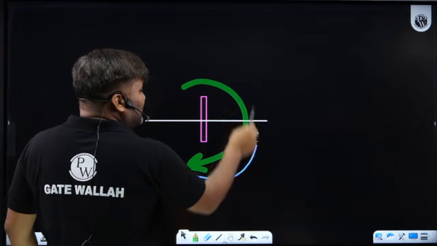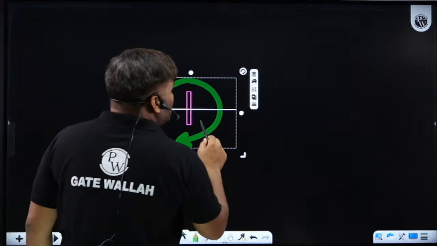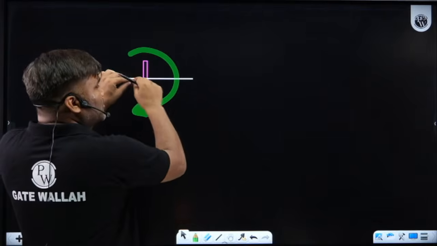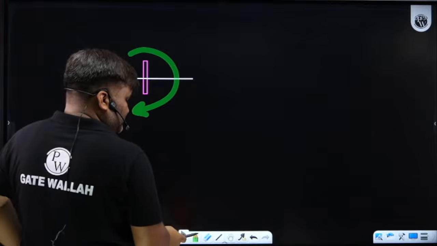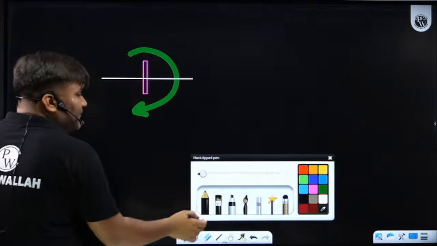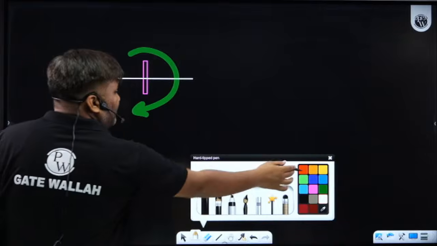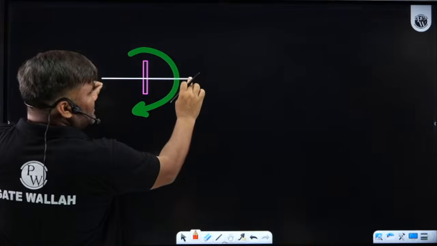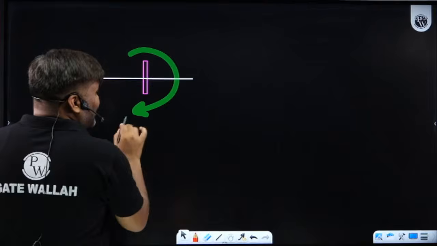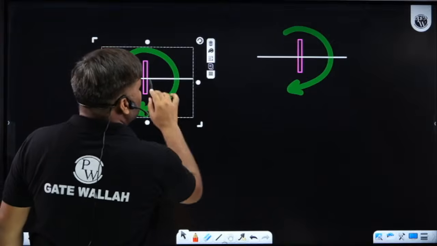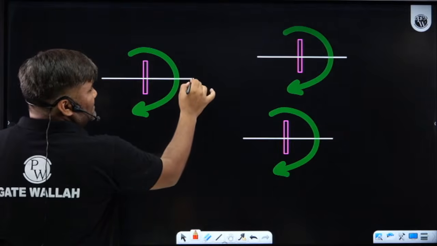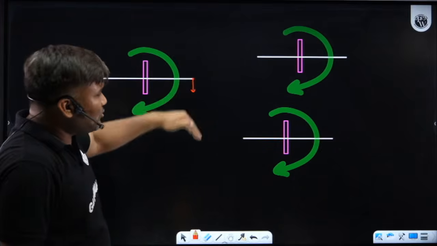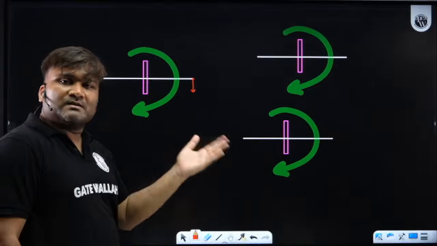Now what is the effect of this torque? This torque is trying to rotate this rotor. Rotor is mounted on this shaft, so it is trying to rotate this shaft. In the first case, if this shaft is completely free, this end also, this end also, what will you witness? You will witness that this end starts going down, this end starts going up. So this side end goes down, this side end goes up. This is the effect.